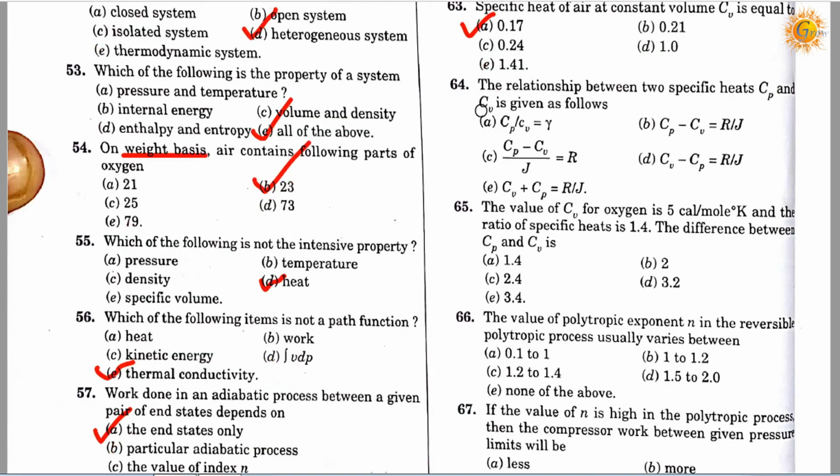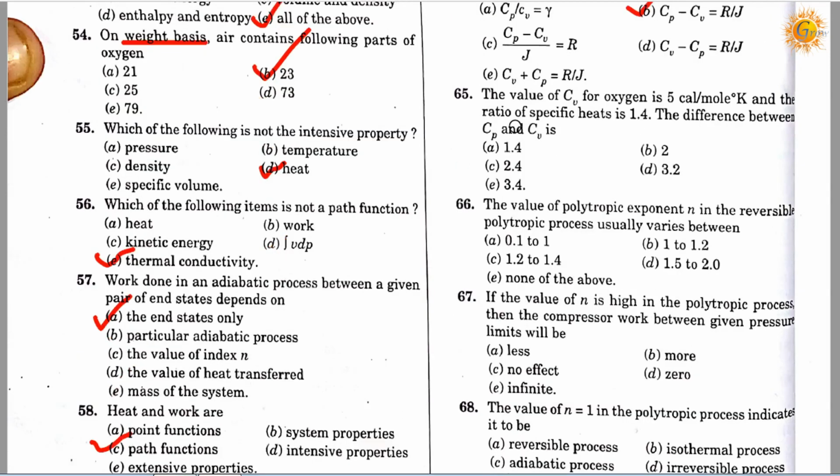Question number 64. The relationship between two specific heats Cp and Cv is given as follows. Option A, Cp upon Cv is equal to gamma. Option B, Cp minus Cv is equal to R upon J. Option C, Cp minus Cv divided by J is equal to R. Option D, Cv minus Cp is equal to R upon J. And option E is Cv plus Cp is equal to R upon J. Correct answer is B. Cp minus Cv is equal to R upon J.